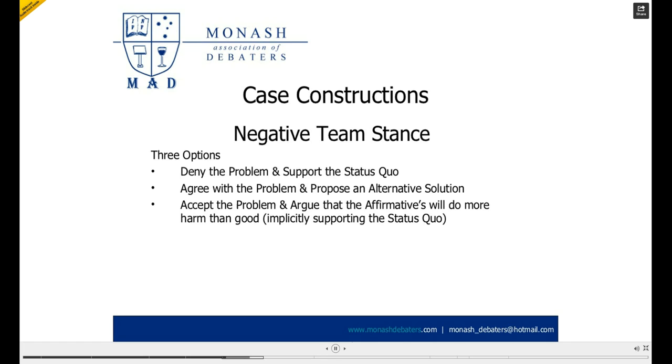The first thing they can do is just deny the problem and support the status quo. That can be really tricky sometimes. You need to think really carefully about whether or not this is what you want to use, because if you deny the problem, that can sometimes put you on the back foot. So let's say it's a climate change debate and you're saying, sorry, climate change isn't real, we're going to keep doing nothing. That can be a perfectly fine viewpoint in the real world, if you want to be a climate change denier.